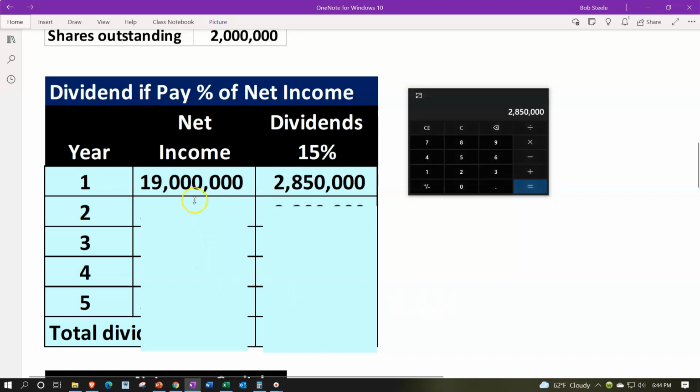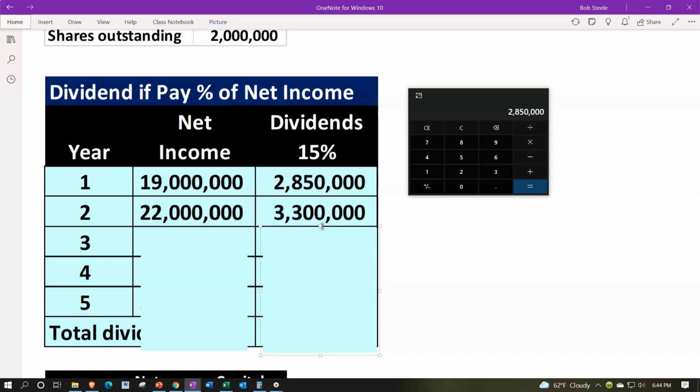2,850,000. And that's what ruined my guitar career: fat fingers. I'm blaming the fat finger. Anyway, so then we got the 22 million net income times the 15%. Once again, we're at the 3,300,000.